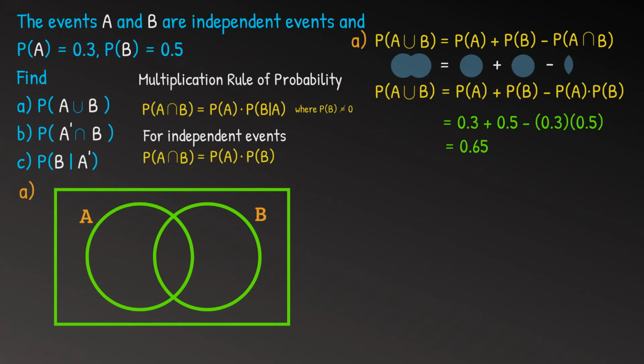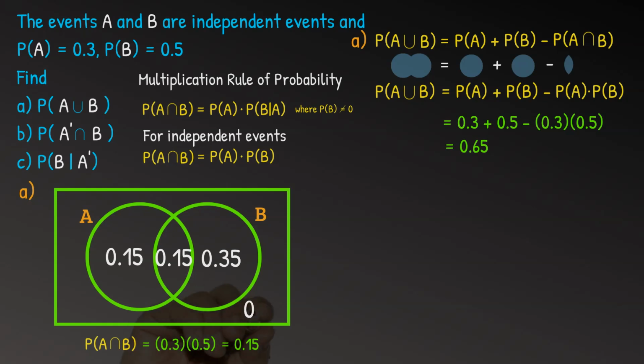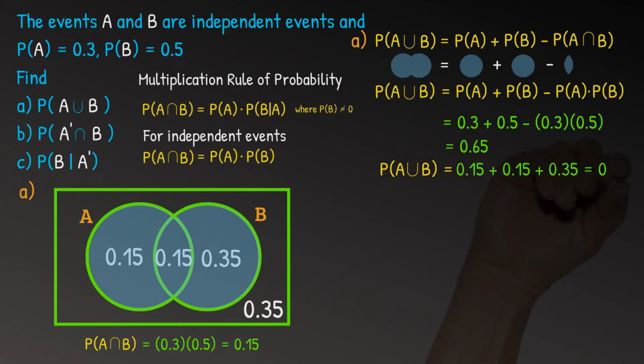Alternatively, we could multiply the probability of A by the probability of B to get the probability of A intersect B, and then write this value on the Venn diagram. And this works out at 0.15, so if we write that in here, and then we can fill out the rest of the Venn diagram because we know the probability of A is 0.3, therefore this section must be 0.15, and we know the probability of B is 0.5, so this section must be 0.35, and outside the circle must also be 0.35 so that all those values add up to 1. And then you'd be able to work out the probability of A union B by adding up all the values within this area, and it also gives you 0.65.